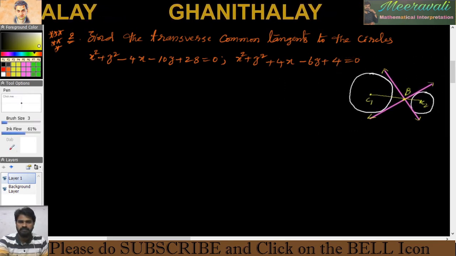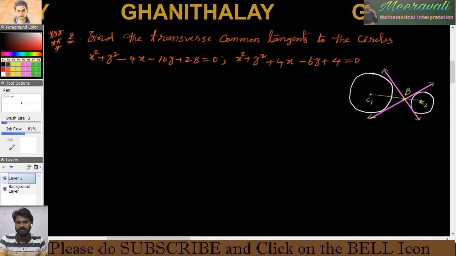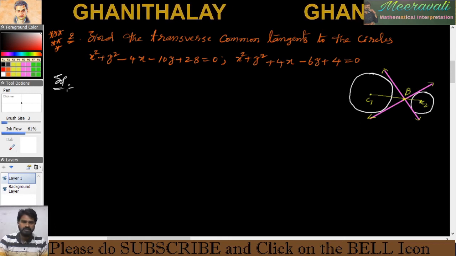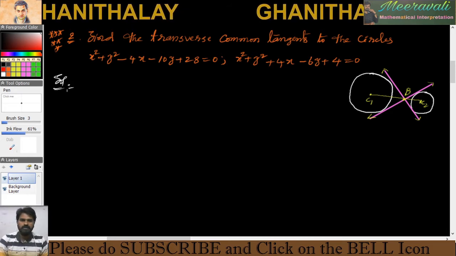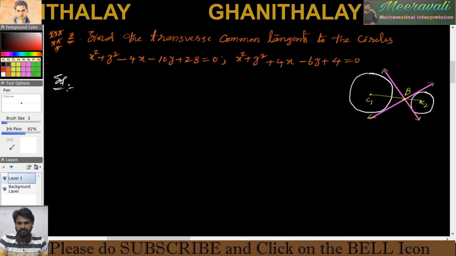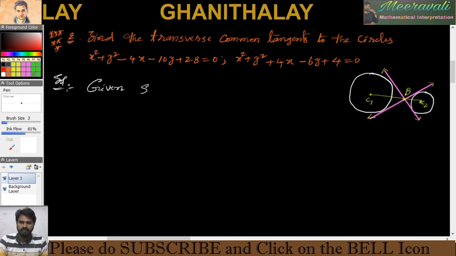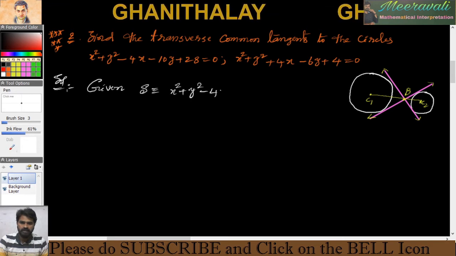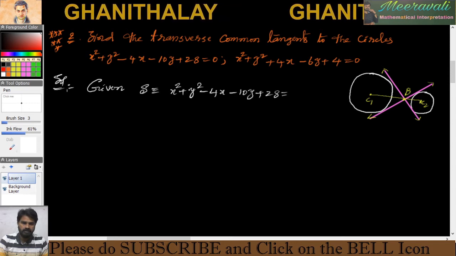So next, so now what is given in this problem? Here it is given that two circles are there. Let us take the two circles. So first, before you take these circles, check whether they are in general form or not. So the given two circles should be in general form. So given circles are in general form, that's why we have to take the given circle. The first circle is S. So x square plus y square minus 4x minus 10y plus 28 is equal to 0.